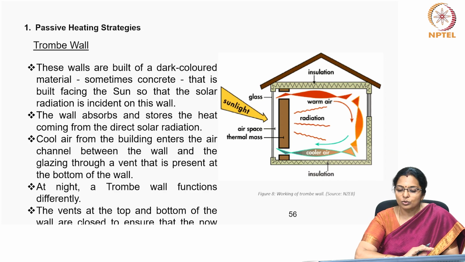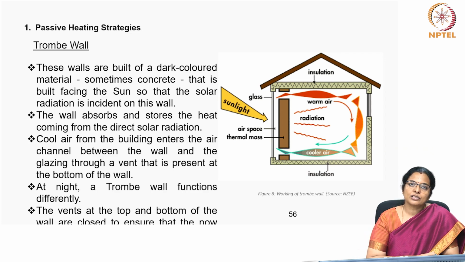Trombe wall. So, these walls are built of a dark colored, very heavy material, sometimes concrete, that is built facing the sun so that the solar radiation is incident on the wall. The wall absorbs and stores the heat coming from the direct solar radiation. Cool air from the building enters the air channel between the wall and the glazing through a vent. This is present at the bottom of the wall also.